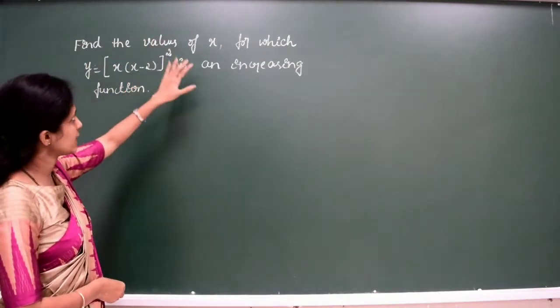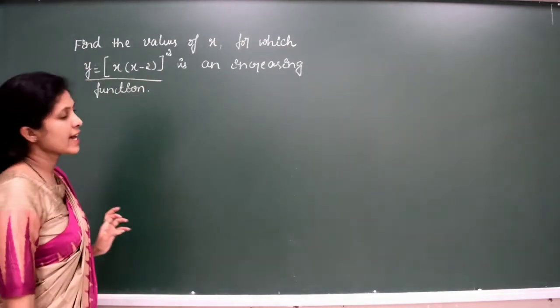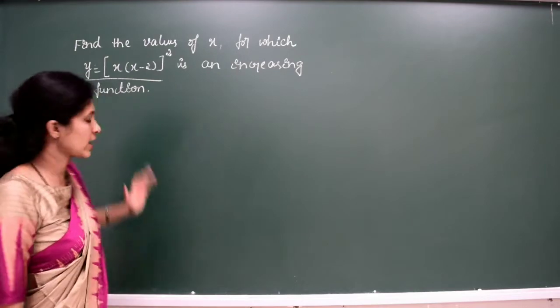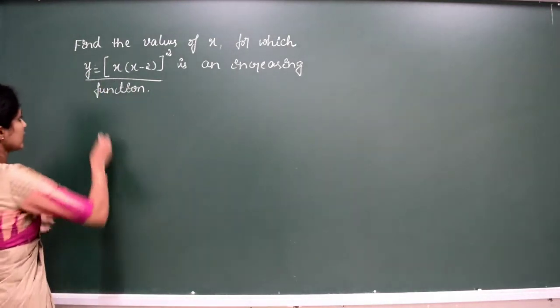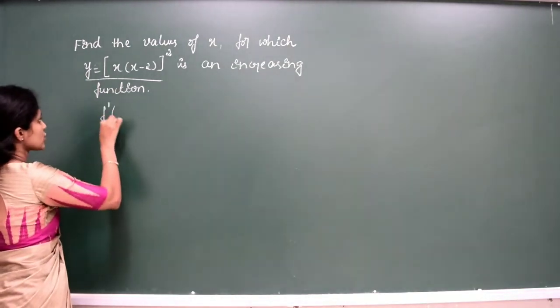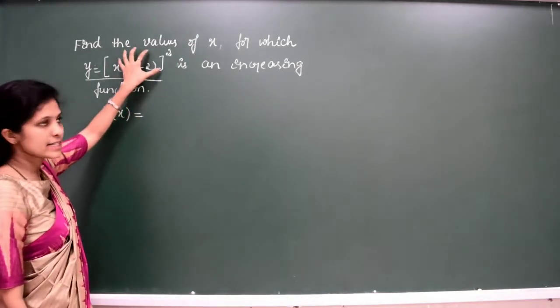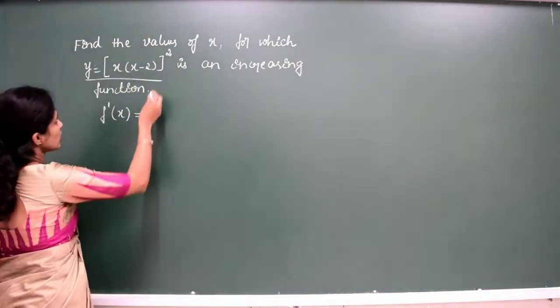Problem. Find the values of x for which the given function y is an increasing function. I mean, you have to say where the function is increasing. Okay. First, what do you have to do? Differentiate the function. Derivative of y with respect to x, either I can write dy by dx or I can go with f dash of x. Anything you can write. F dash of x, we will differentiate this. It's of the form x square, right? Derivative of x square will be 2x.